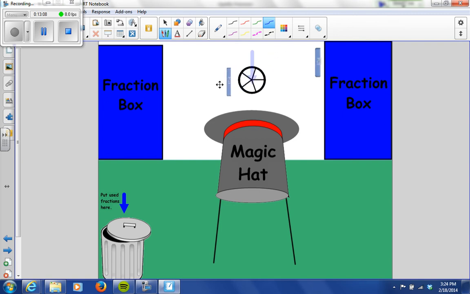How about this one? How many total pieces? 5. How many are shaded? 0. 0/5. How many total pieces here? 5. I got 1 shaded. So 1 over 5, or 1/5.